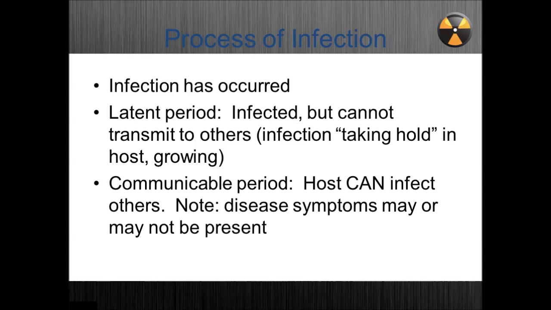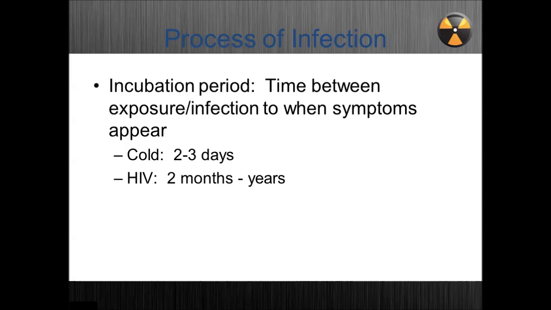Okay? But then once that virus is replicated, you become somebody who can infect somebody else. We call that the communicable period, where you can infect other people. So now your blood becomes infectious to other people. That's the communicable period.